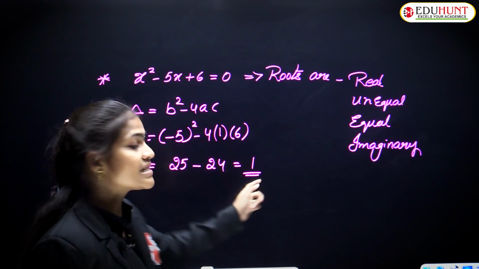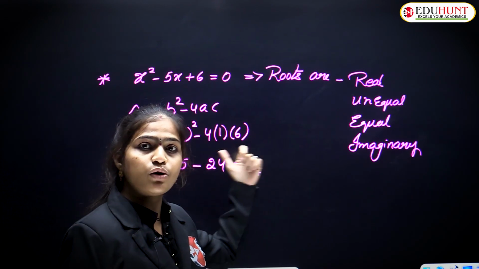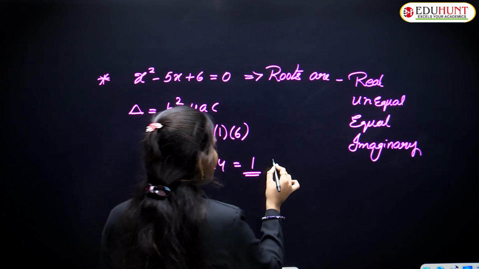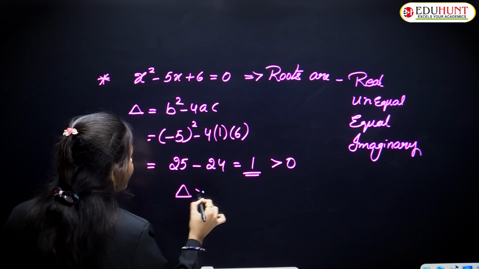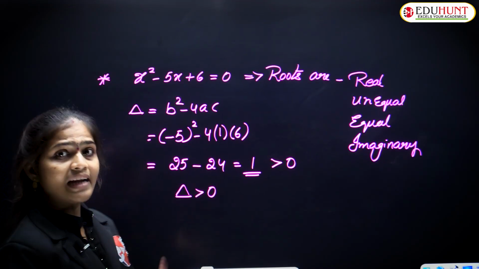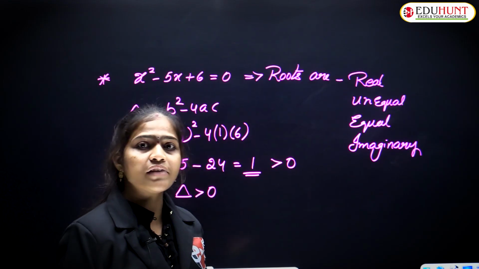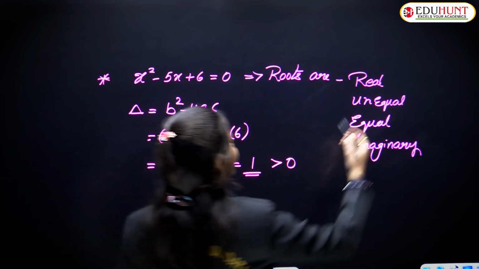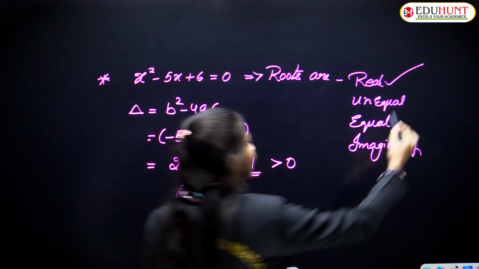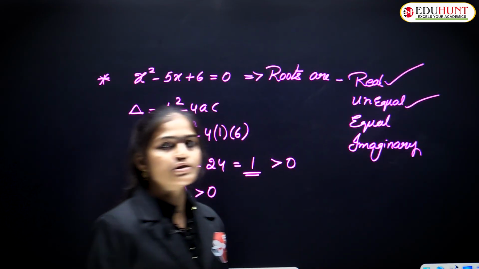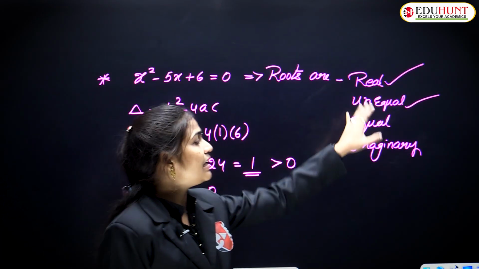So is 1 greater than 0, equal to 0, or less than 0? That is greater than 0. So delta is greater than 0. If delta is greater than 0, then the roots are real and unequal. So these two options are correct: the roots are real and unequal.